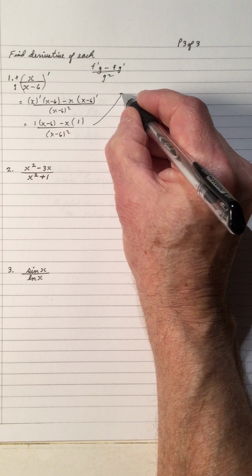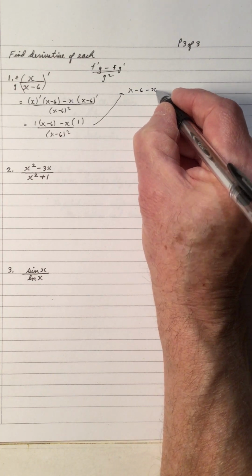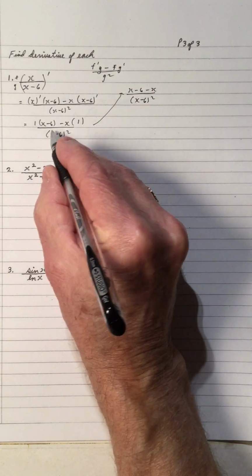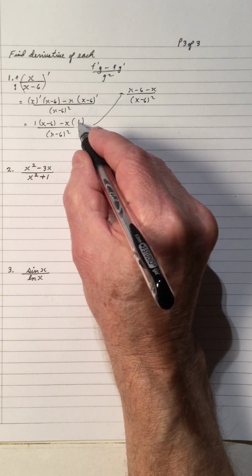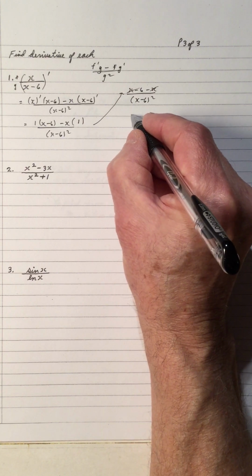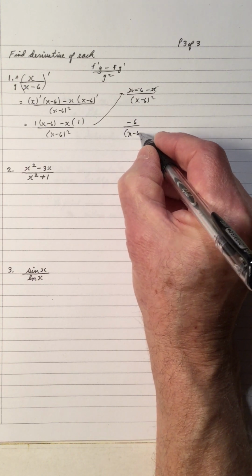So let's go up right here. That's (x minus 6) minus x, all over (x minus 6) squared. So 1 times (x minus 6) is x minus 6. Negative x times 1 is negative x. So the x's cancel out. That gives us negative 6 over (x minus 6) squared.